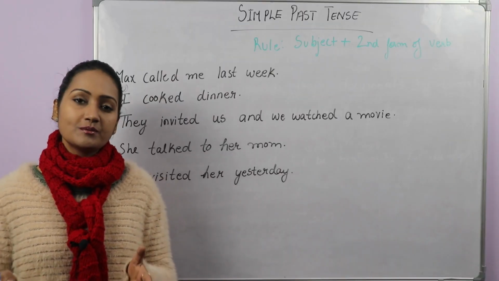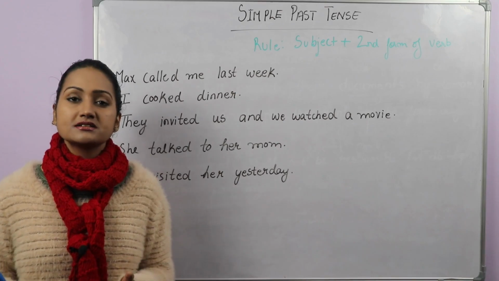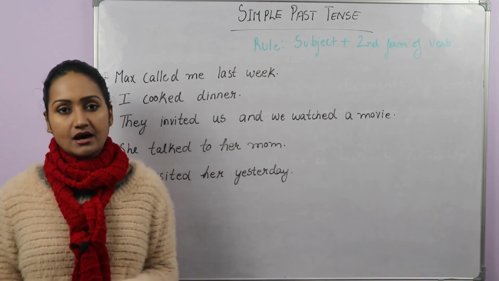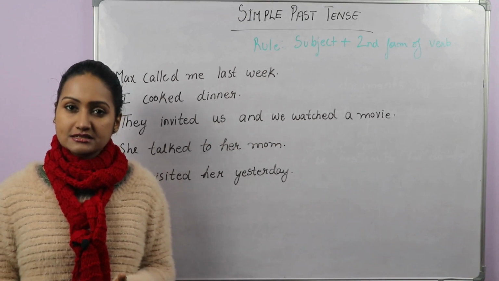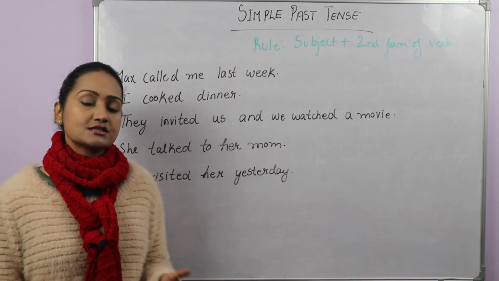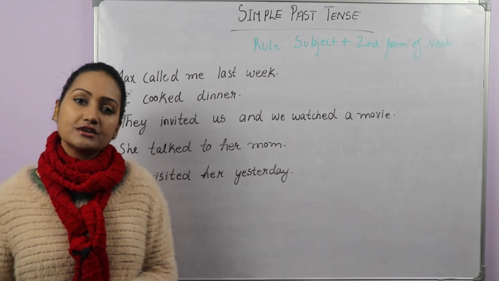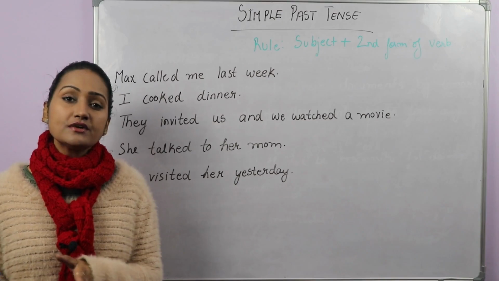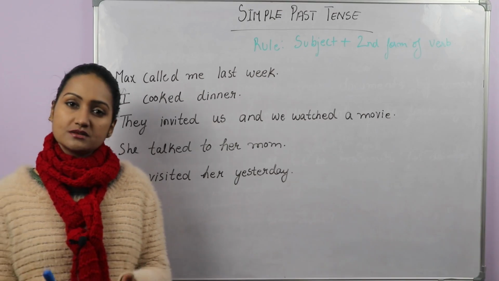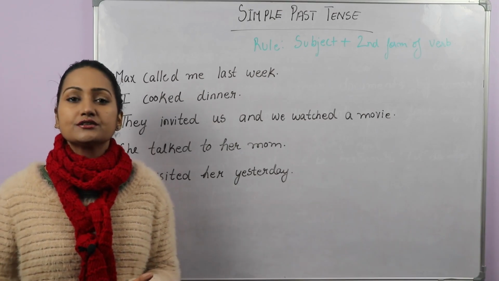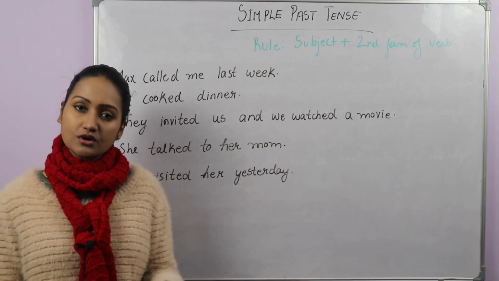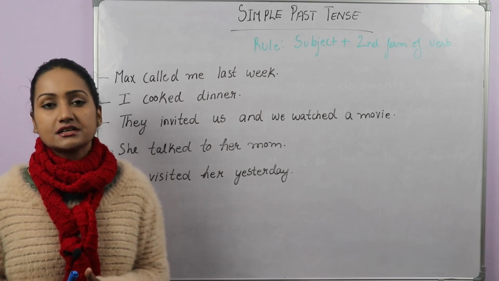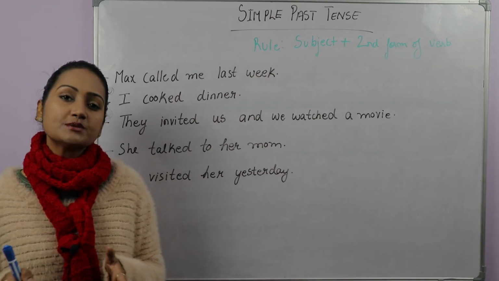Let's start with past tense. Now when I say past, what does it mean? It means anything before now. Now is present, anything before now is past, and anything after now is future. So today we'll talk about past. Now we very well know that each tense, present, past, future, has four subcategories. This we have done already. Today we are going to discuss the first category of past tense, which is simple past tense.